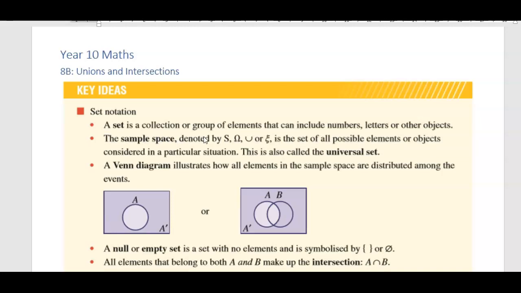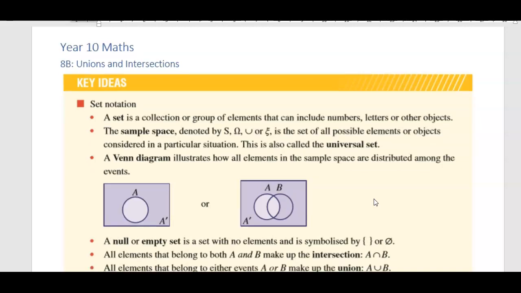A set is a collection or group of elements that can include numbers, letters, or other objects. A sample space, denoted by one of these symbols, is the set of all possible elements or objects considered in a particular situation. This is also called the universal set. Okay, so just a few definitions you need to know.